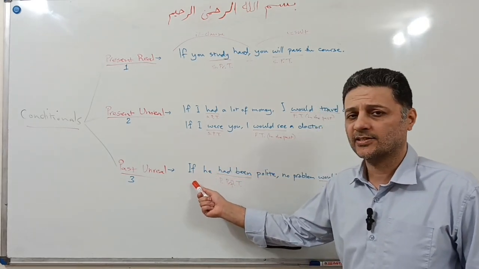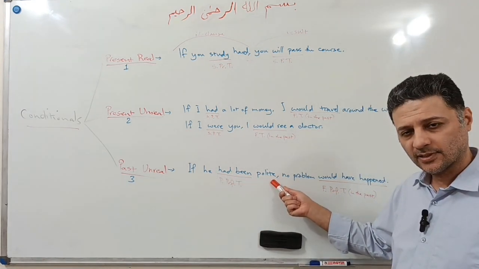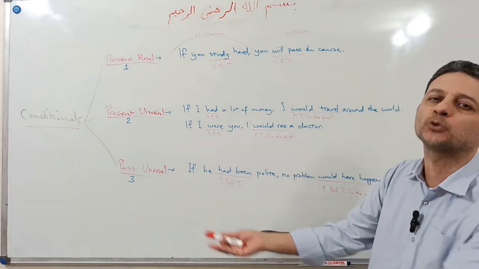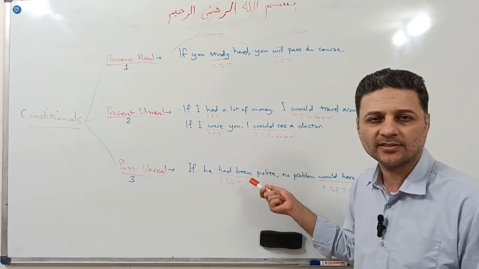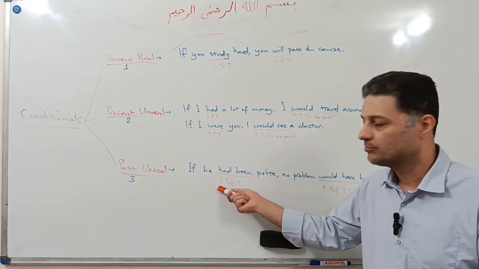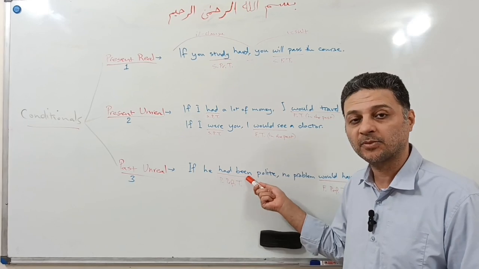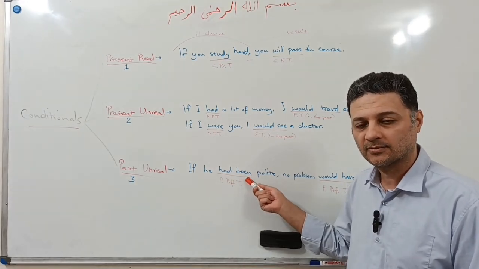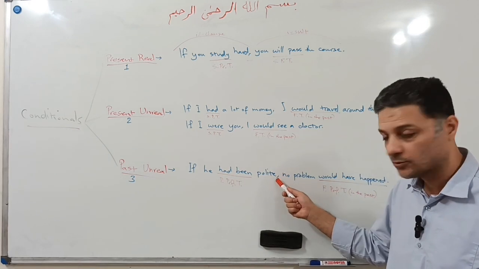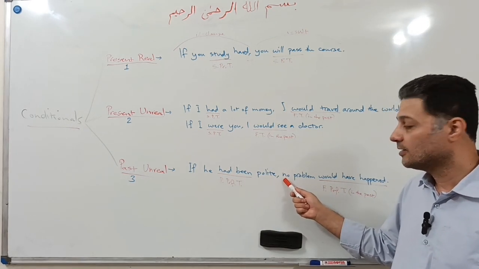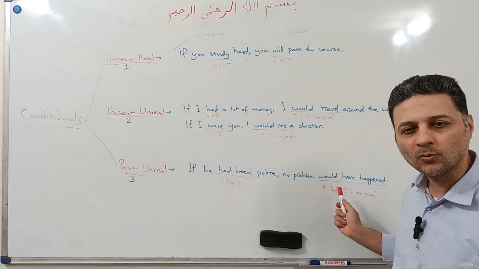So, again, I started with if. If he had been polite, it means that he hadn't been polite. He had been rude, the opposite. So, if he had been, what is the tense of had been? Past perfect tense. Had plus PP, right? So, if he had been polite, there's a comma, don't forget this, no problem would have happened. No fight, no quarrel would have happened.